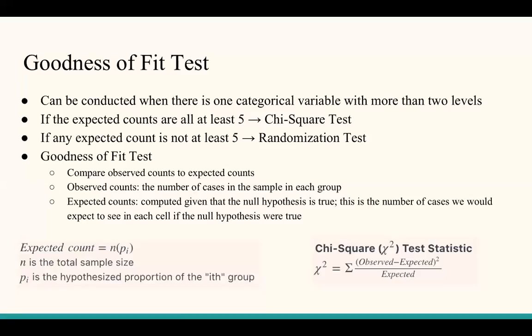And then to calculate your chi-square test statistic, you subtract the observed minus the expected, square that, divide it, and then you add up the total based on the total number of counts.